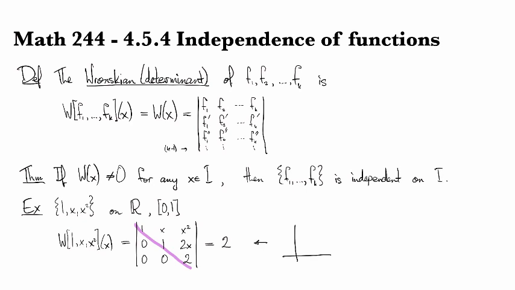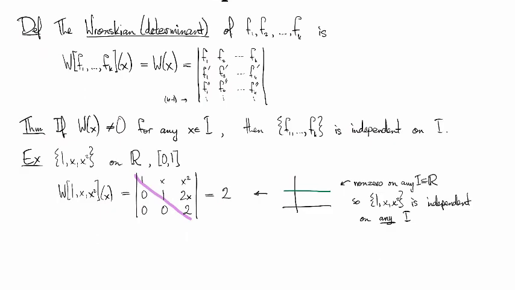So it has a graph that looks like this, right? And this function is non-zero on any interval in the real line, because it's in fact non-zero everywhere. So this means that 1, x, and x squared is independent on any interval I.